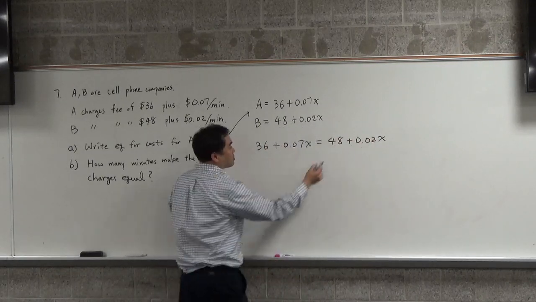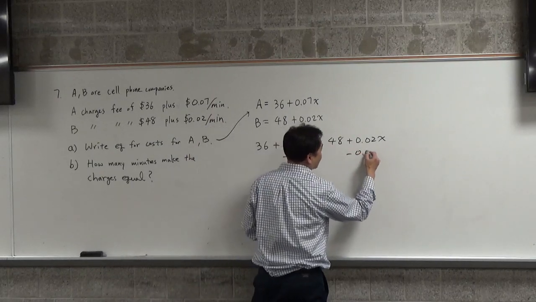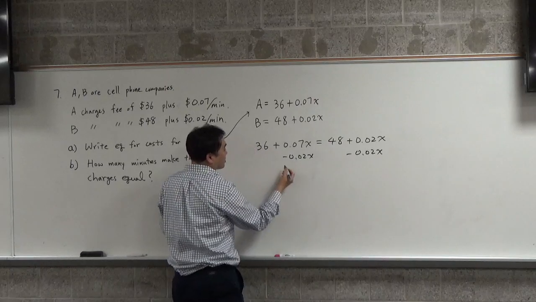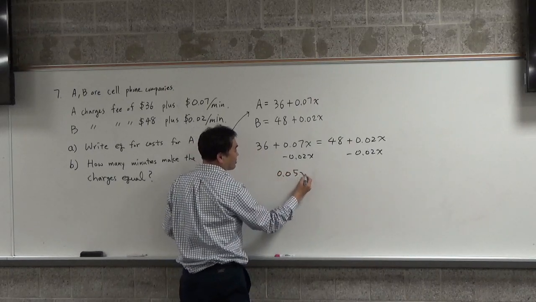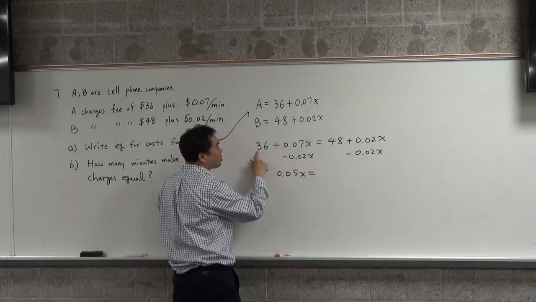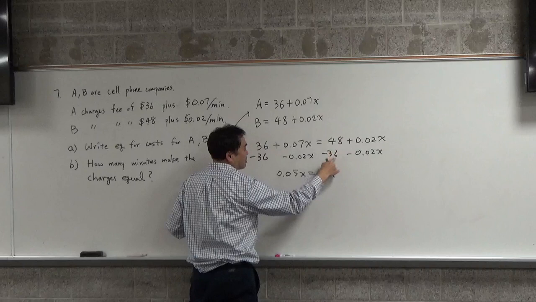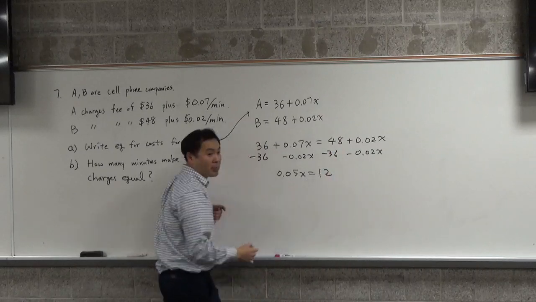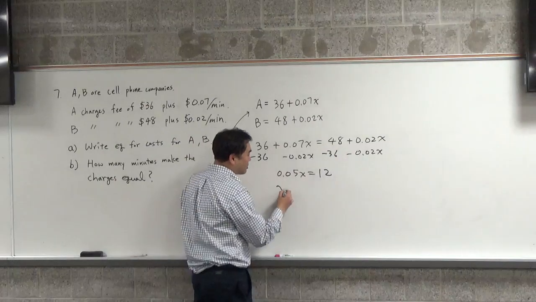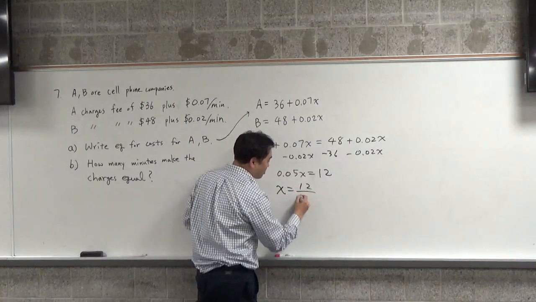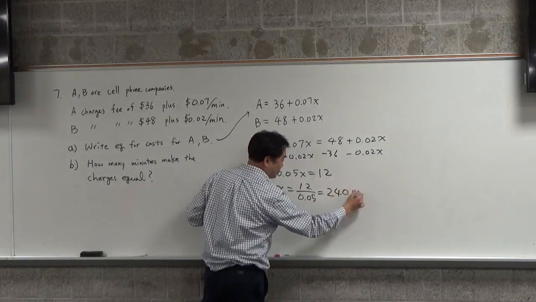And then I would subtract 0.02x from both sides to first get 0.05x. Then I would also subtract 36 from both sides, and 48 minus 36 would be 12, right? And then you would use your calculator to find 12 divided by 0.05, which comes out to 240 minutes.